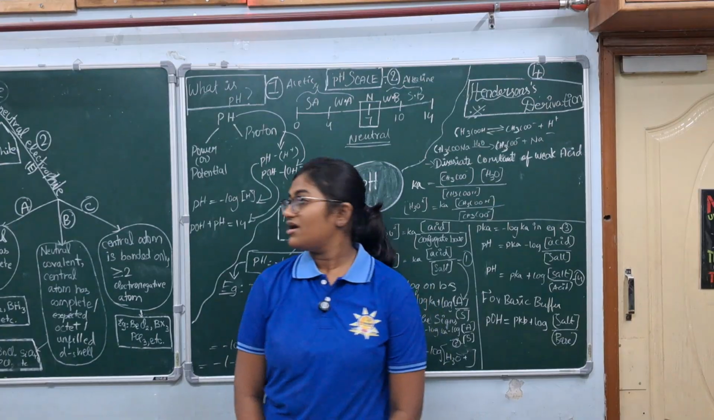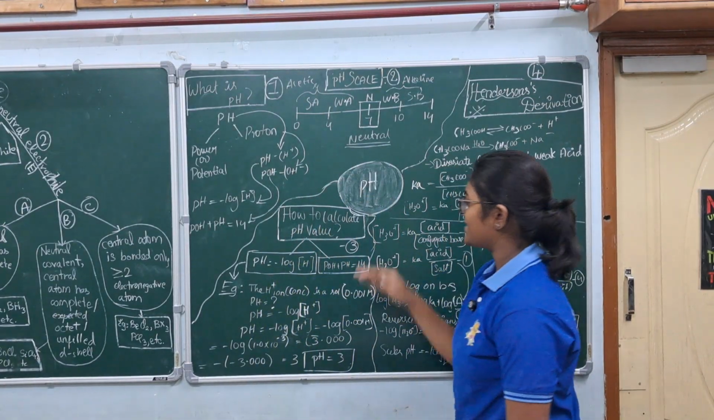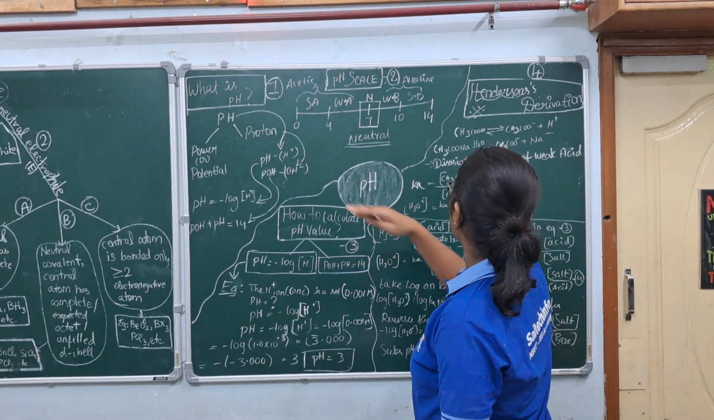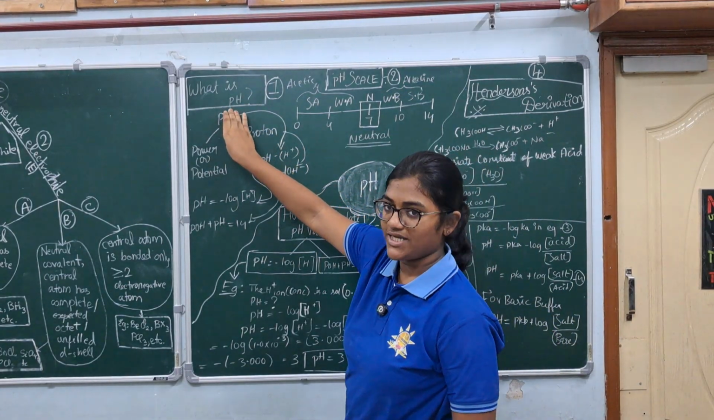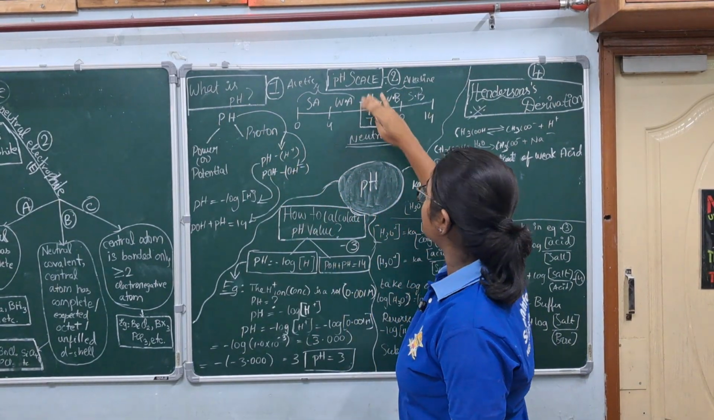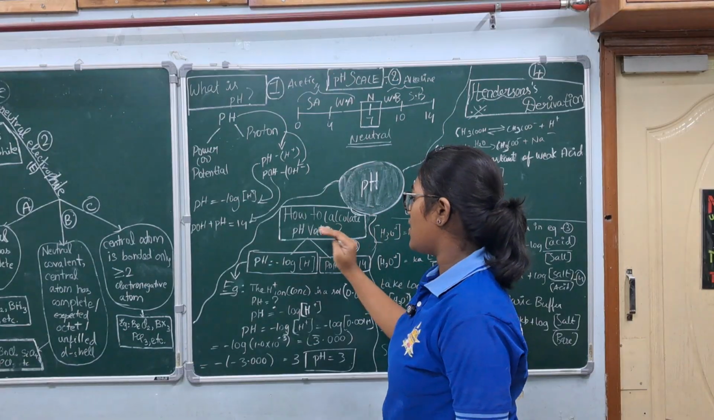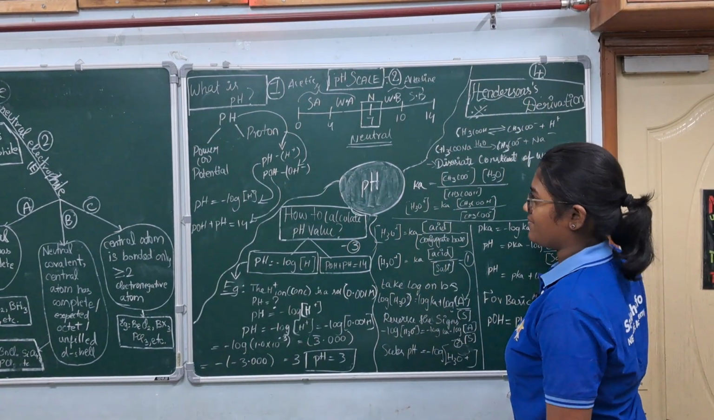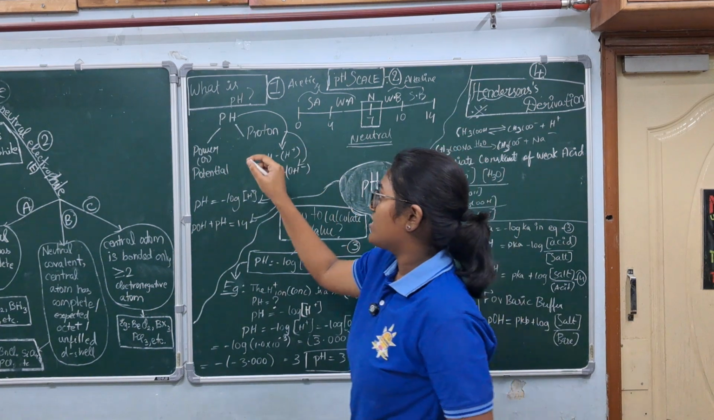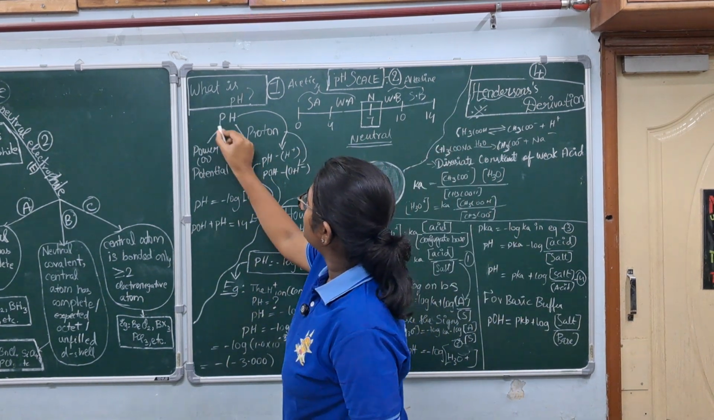So today's topic is pH, and it has four concepts. The first concept I'll be covering is what is pH, and the second one is the pH scale. Third is how to calculate pH value, and the fourth is Henderson's derivation. Looking at the first concept, we will learn what is pH.